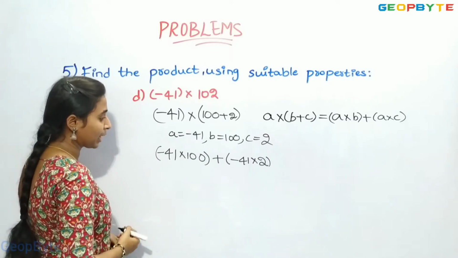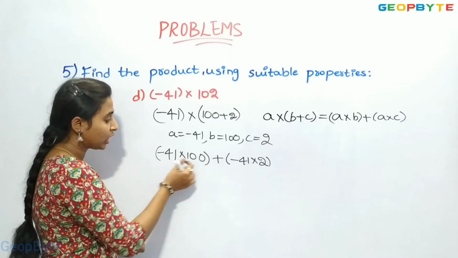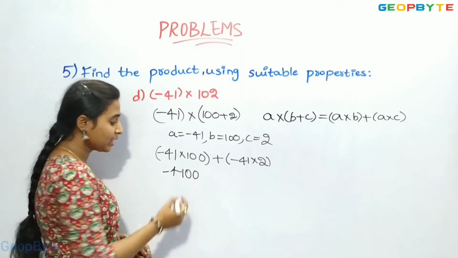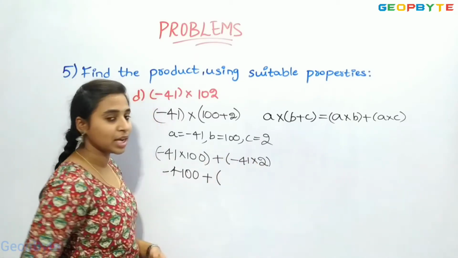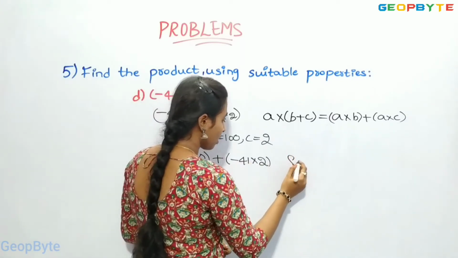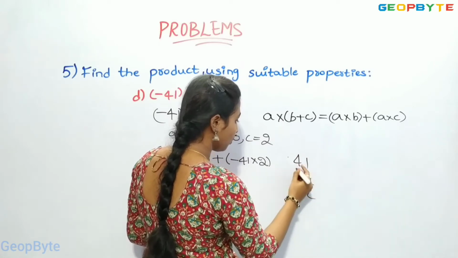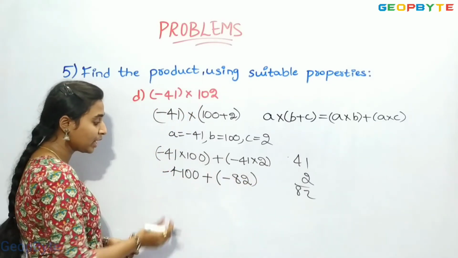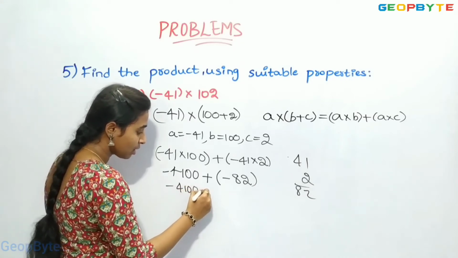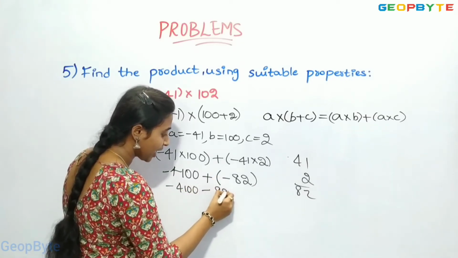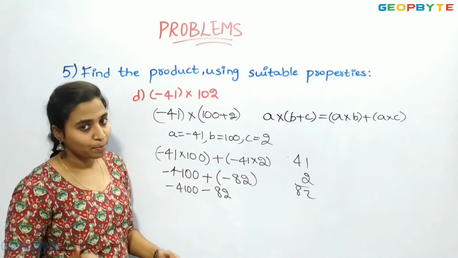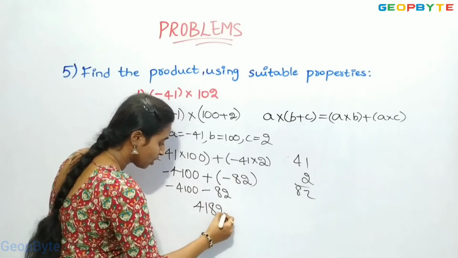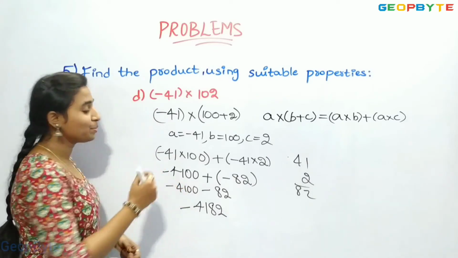Now, let us multiply. We have 41 into 100, which is 4100. The sign remains minus. Plus 41 twos: 2 ones are 2, 4 twos are 8, so 82. 41 twos are 82, minus 82. Minus 4100 plus minus 82. Now, minus into minus: 4100 plus 82 is 4182. The sign remains minus as both numbers have minus signs, so the answer is minus 4182.